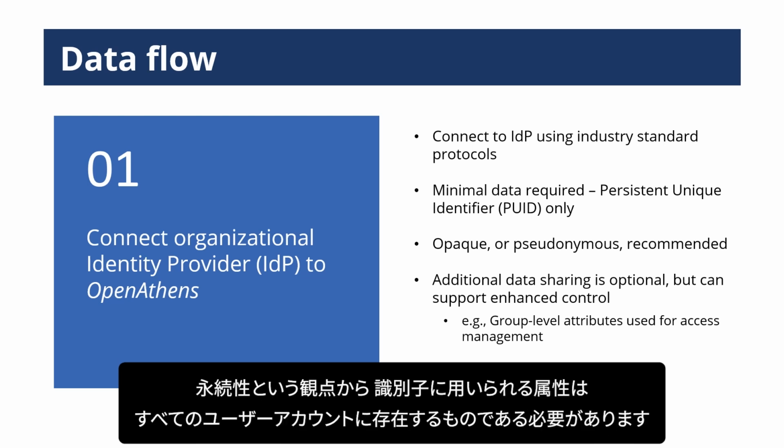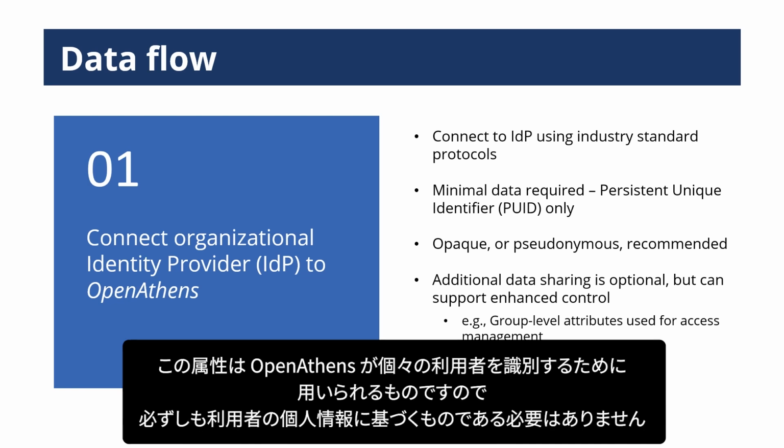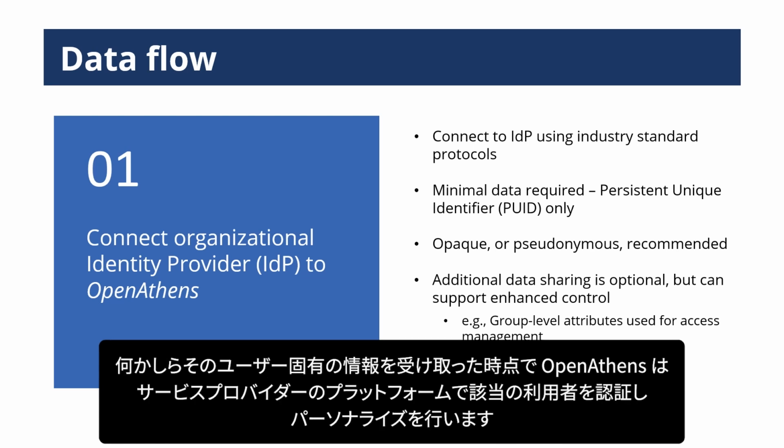In terms of persistence, this attribute must exist on all user accounts, and in terms of uniqueness, it must always be unique to each account. This attribute is how OpenAthens identifies an individual user, not necessarily their identity, but knowing that they are specifically unique. And that is how OpenAthens authenticates and personalizes the user from that point forward into service provider platforms.